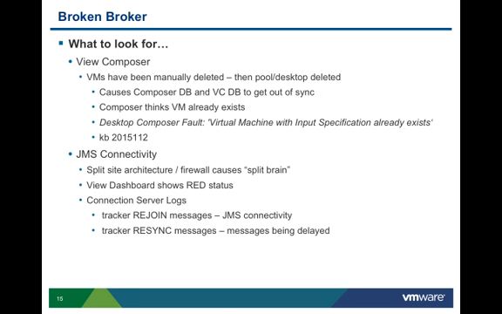Another area of concern is JMS connectivity. JMS is the message backbone for all of the View components in VMware View. Specifically, JMS is used to communicate session information between the View agent and the View connection server, and also to check availability of View connection brokers between the View connection brokers themselves.